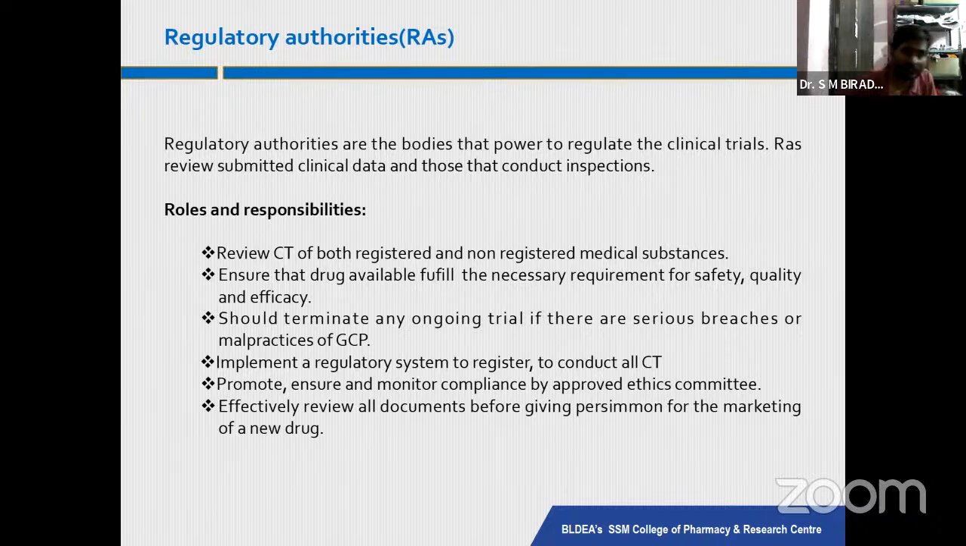Their main role is to review the clinical trial of both registered and non-registered medicinal substances and ensure the drugs available fulfill the necessary requirements of safety, quality, and efficacy. They should terminate any ongoing trial if there is a side effect or serious illness or some malpractice with respect to compliance with GCP or ICH guidelines, and implement a regulatory system to register and conduct all clinical trials.